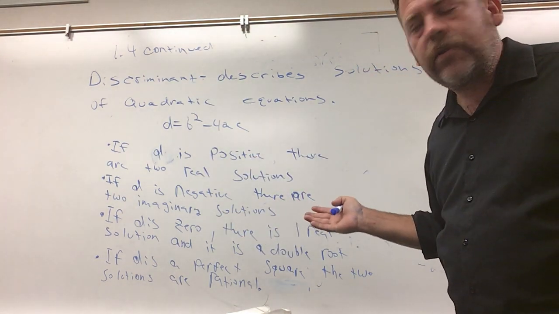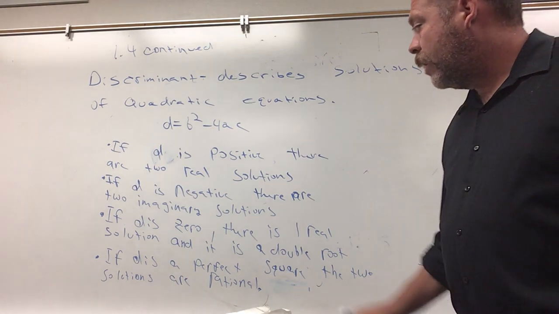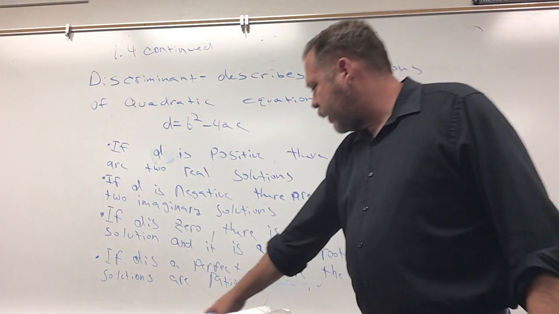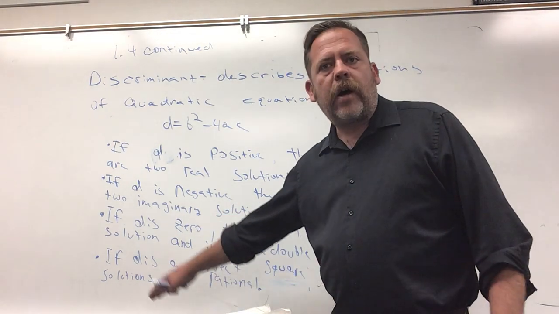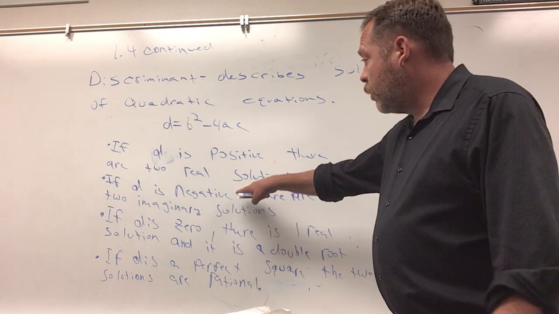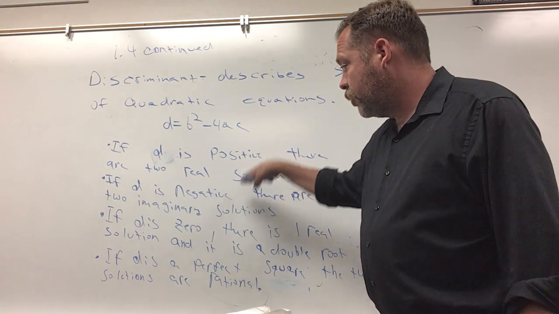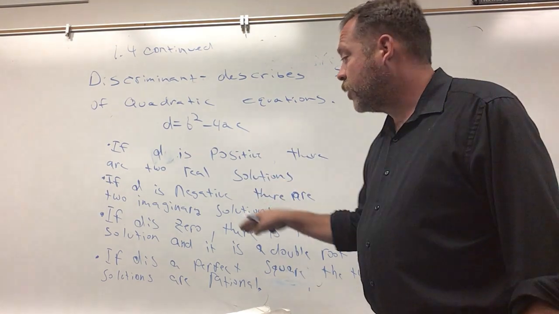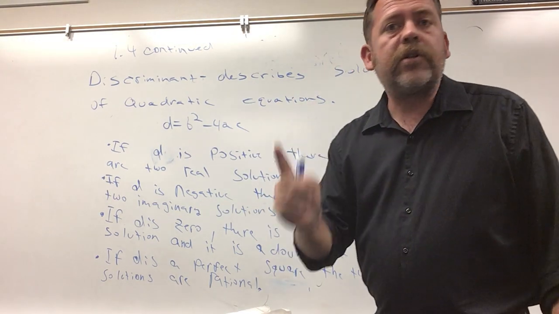Why, if the discriminant is 0, and think about the quadratic formula, why would there only be one real solution? Okay, now this 4th one is kind of different from the others. So if D is positive, there are 2 real solutions. If D is negative, there are 2 imaginary solutions. If D is 0, there's 1 solution, it's a double root.